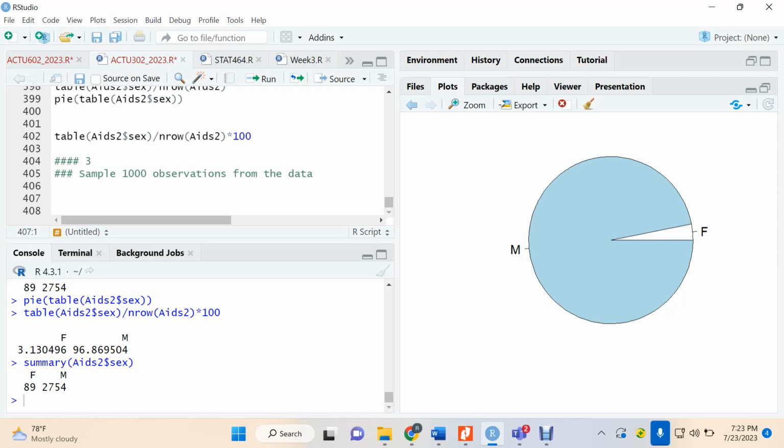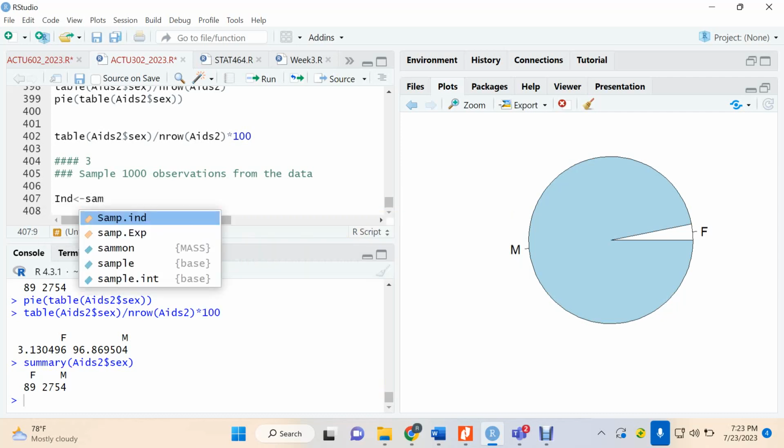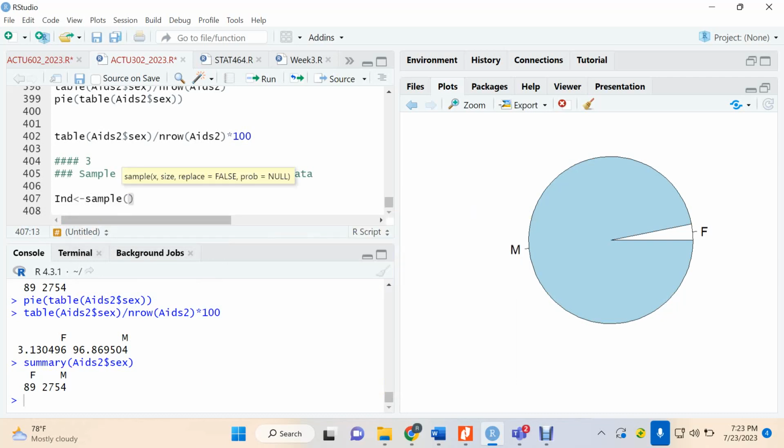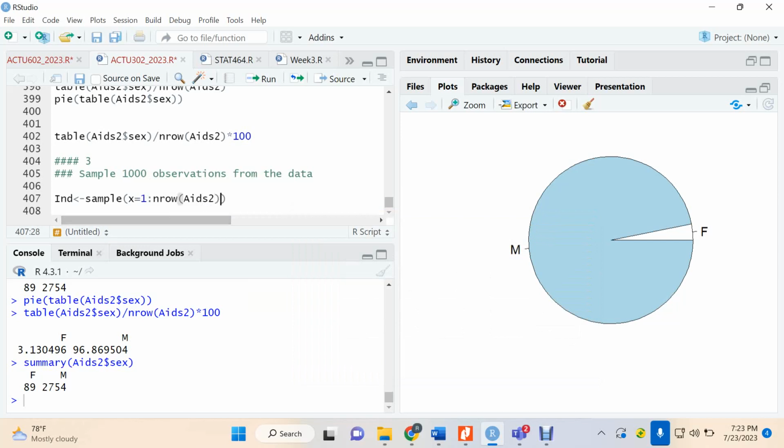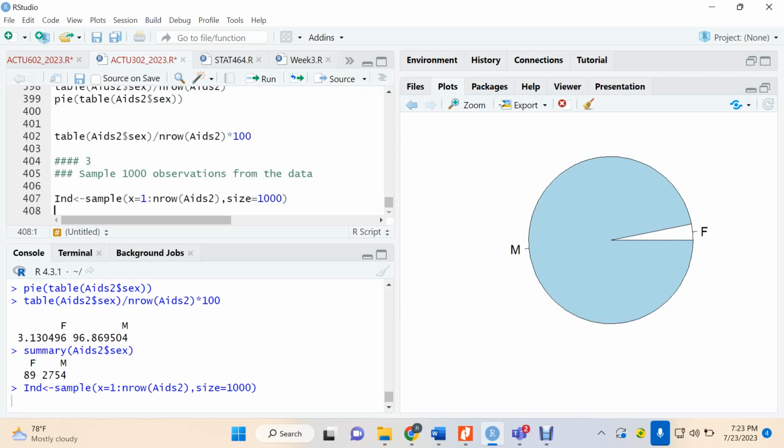All right. So the thing is that you start. In class this is what I was doing. You have to sample. Here my x will be 1 to the number of rows that I have in this data set. Then the size, what is the sample size I want to use? 1,000. And remember, we don't want to select the same row twice, so replace is FALSE. So this is just an index.